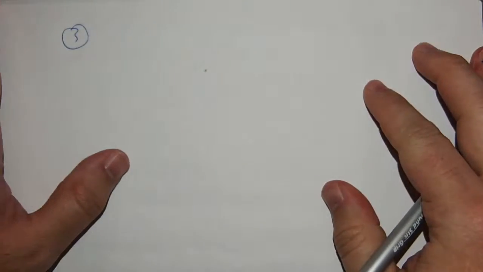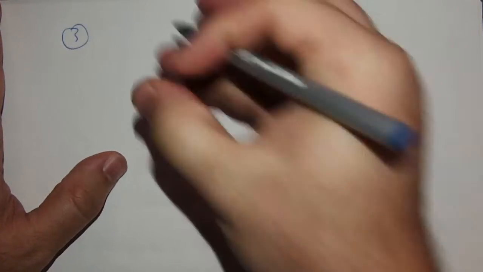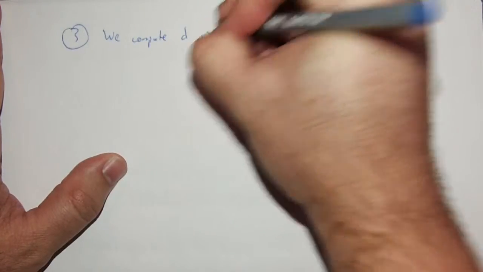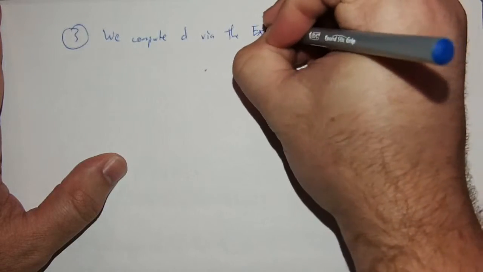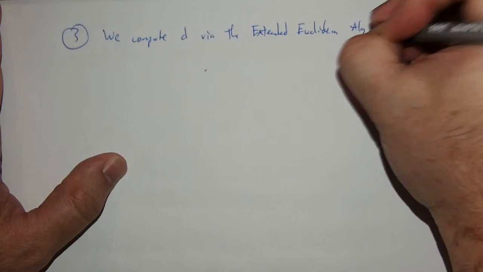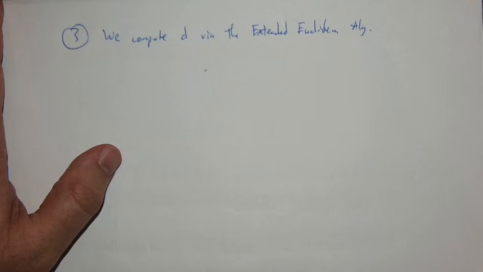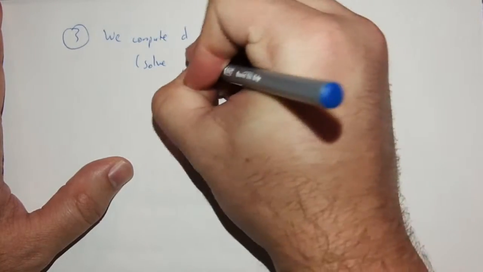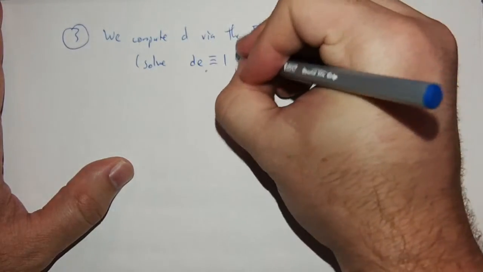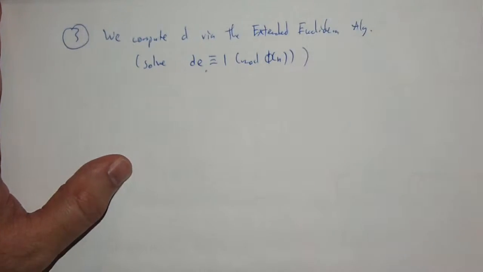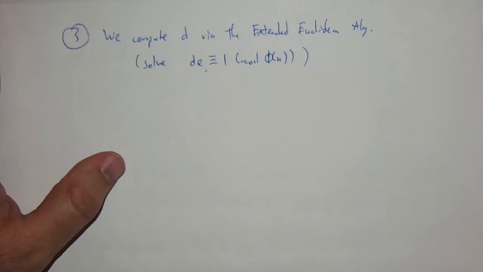All right, so third remark. We compute D via the extended Euclidean algorithm. So we solve D times E is congruent to 1 mod phi of n, which of course is P minus 1 times Q minus 1.